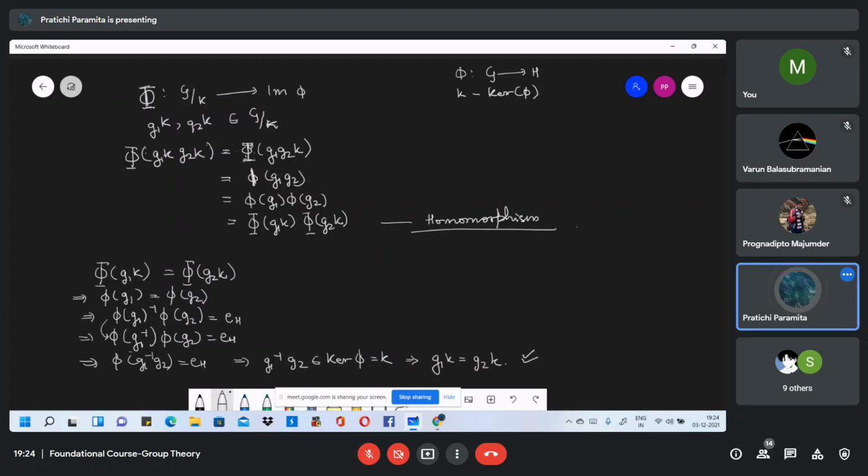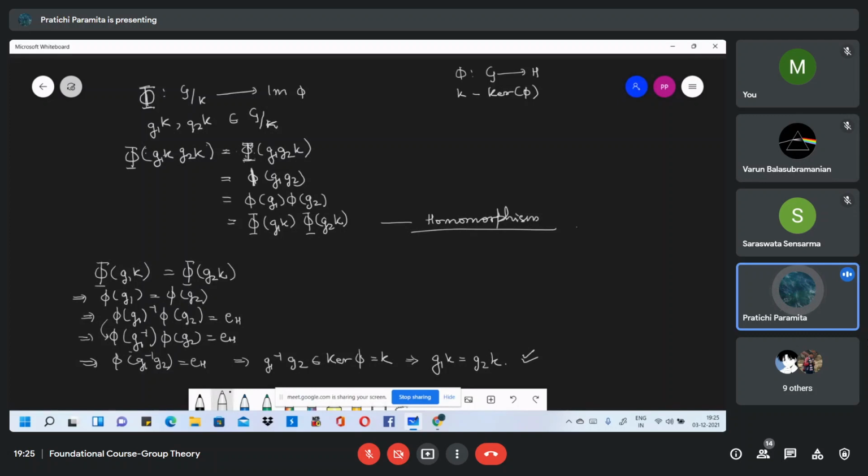Now, this capital phi is onto. Is there any problem with that? It is very clear why it is onto. So can anybody tell me why it is clear that it is onto? Since K is normal, every element in image of phi belongs to one of these equivalence classes. Yeah, since we are taking image of phi and not H. Yes, yes, yes. So that is why it is onto.